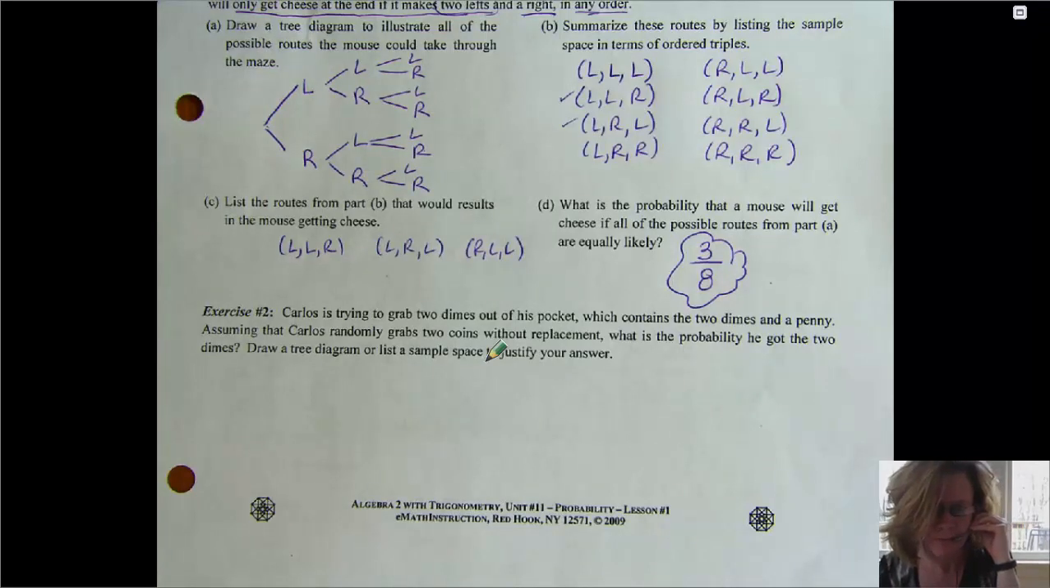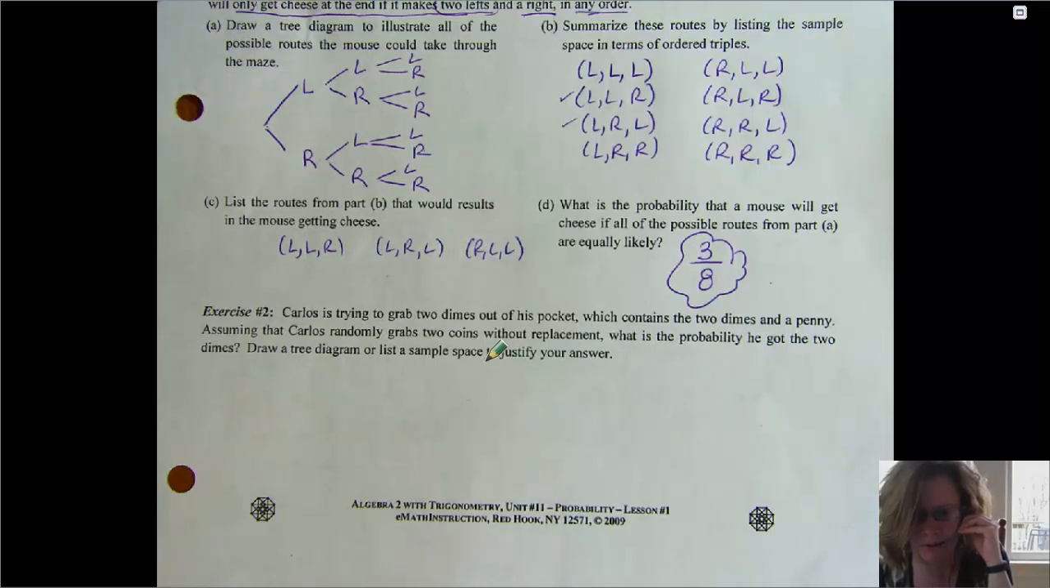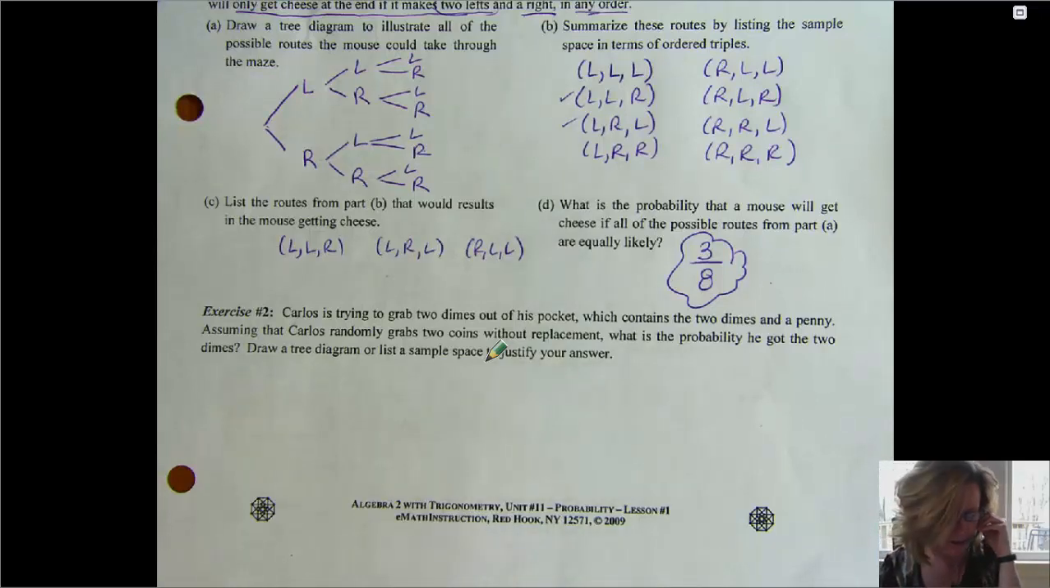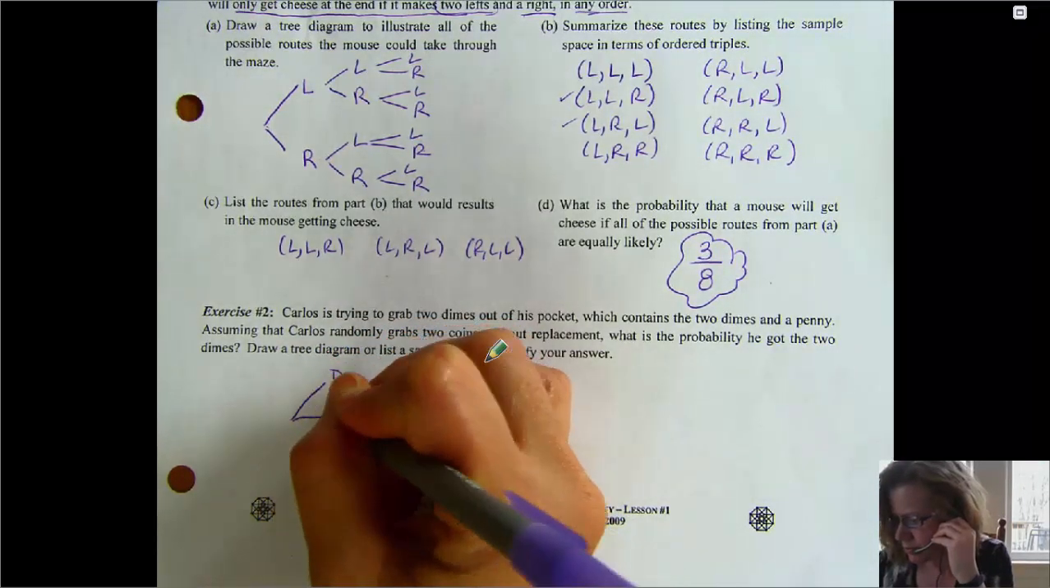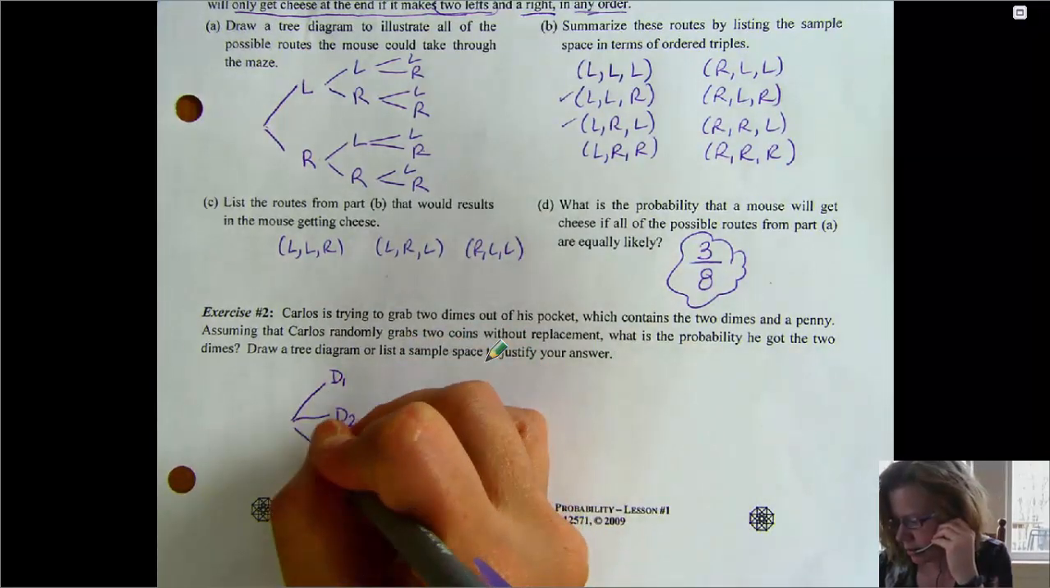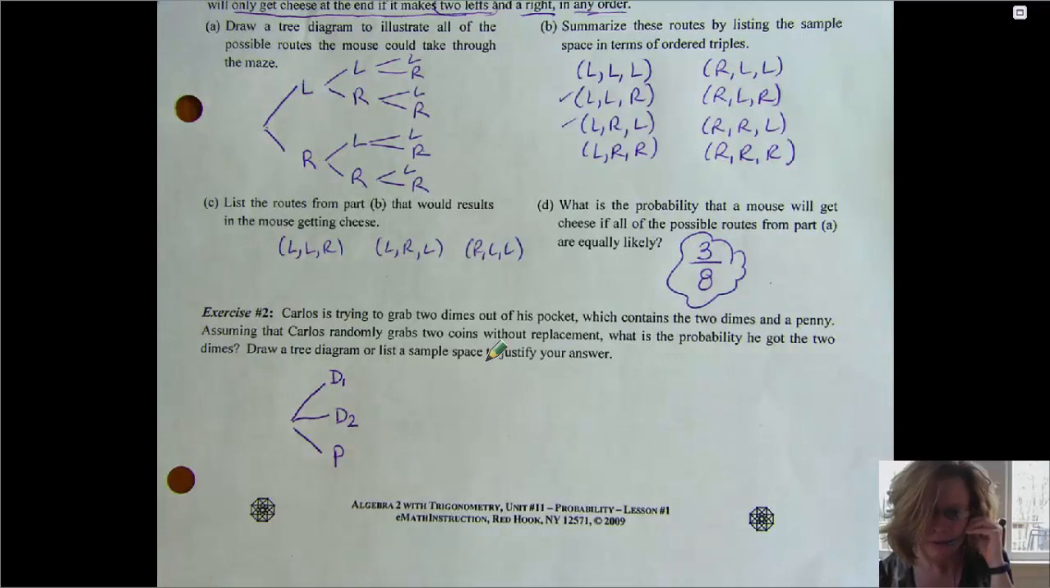Let's do another example. In exercise number 2, Carlos is trying to grab 2 dimes out of his pocket, which contains the 2 dimes and a penny. Assuming that Carlos randomly grabs 2 coins without replacement, what is the probability that he got the 2 dimes? Draw a tree diagram or list a sample space to justify your answer. Again, I prefer both, a tree diagram and the sample space. So let's think about what's going to happen. He starts with 2 dimes and a penny. So let's start with a tree that shows me 2 dimes. We'll say dime 1, dime 2, and a penny. Call it P. Now, this problem says that he grabs 2 coins without replacement.